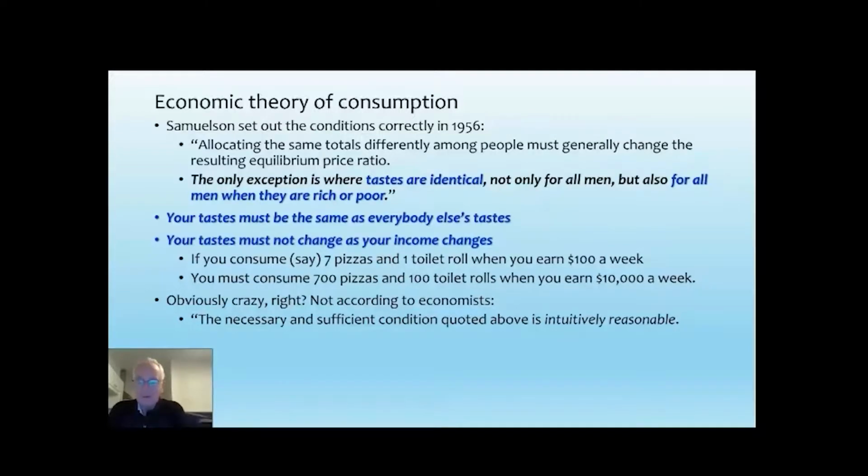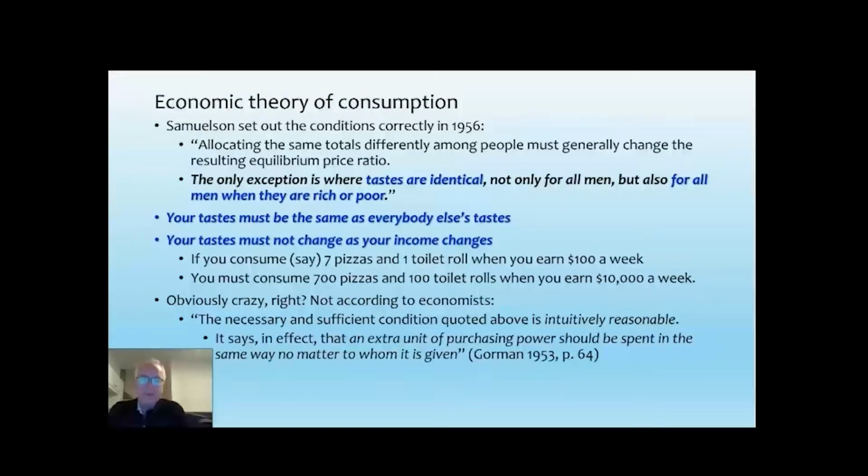Now, this is from a person who beat Samuelson to the punch in working out this particular logical conundrum back in 1953. Have a look at how stupid this is. "The necessary and sufficient condition quoted above is intuitively reasonable. It says, in effect, an extra unit of purchasing power should be spent in the same way, no matter to whom it is given." Now, that's blatantly nonsense. Absolutely blatantly nonsense. And the only reason that I can give any forgiveness to this stuff is that it's typical of what happens when somebody derives an answer that contradicts their preconceptions when they believe those preconceptions are rational.